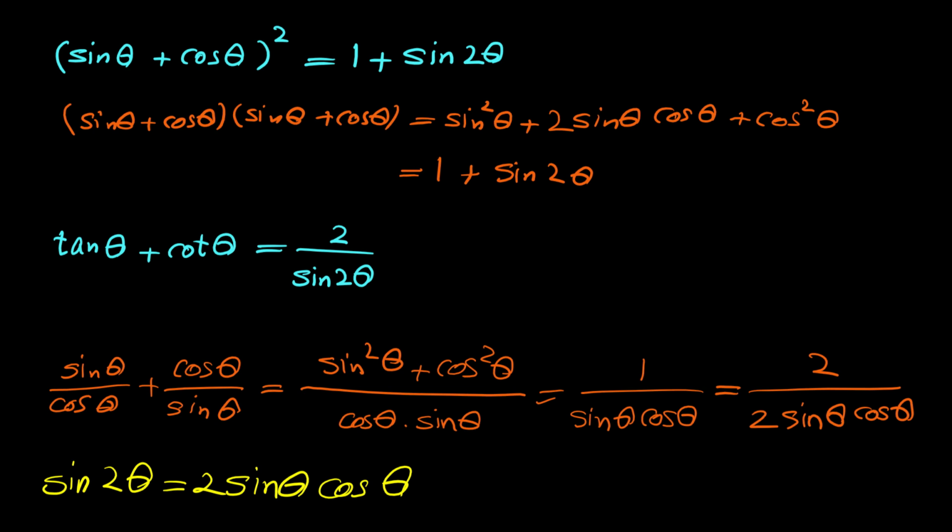Now, looking at the denominator, we are happy because we have an identity for that. 2 sine theta cosine theta is sine of 2 theta. So this equals 2 over sine of 2 theta. Now we get to the other side.